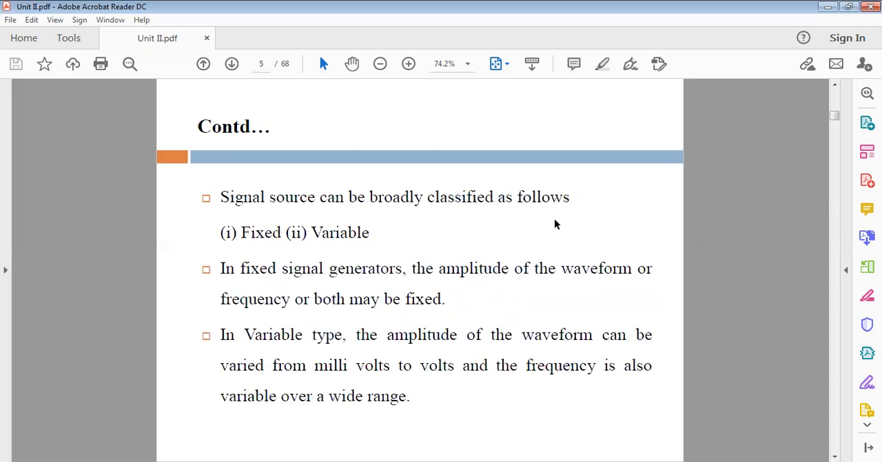Next, the signal source can be broadly classified into two types: fixed signal source and variable signal source. In fixed signal generators, the amplitude of the waveform or frequency of the waveform or both can be fixed. In variable signal source, the amplitude of the waveform can be varied from a few millivolts to volts, and the frequency can also be variable over an entire range, from a few hertz to a few gigahertz.